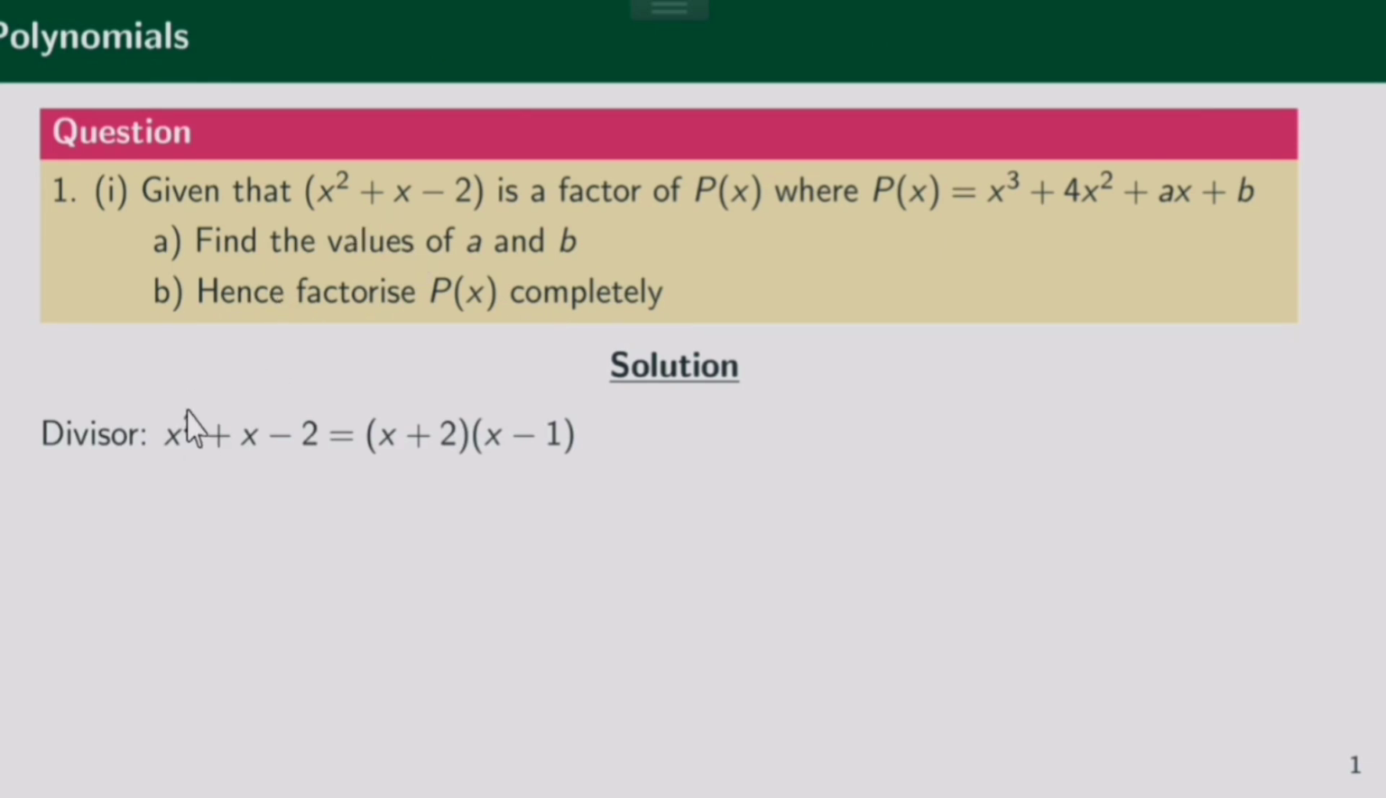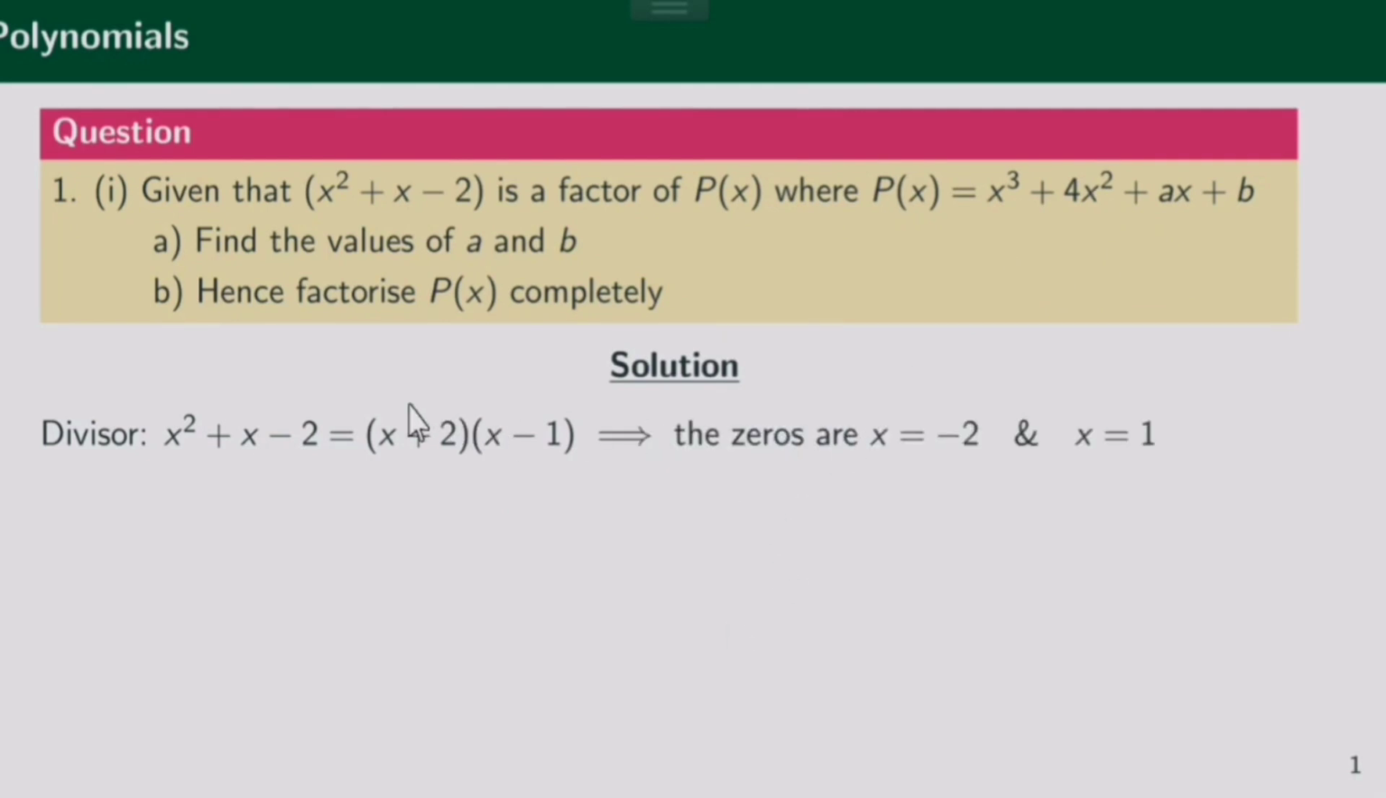Now, we have been given the divisor, and the divisor has been given in the quadratic form. So what we need to do is express this quadratic divisor as the product of its factors. Factorizing this quadratic term, we have x plus 2 into x minus 1. Now, if this divisor is a factor of p of x, it implies that the factors of that divisor are also factors of p of x. That means x plus 2 and x minus 1 are both factors of p of x.